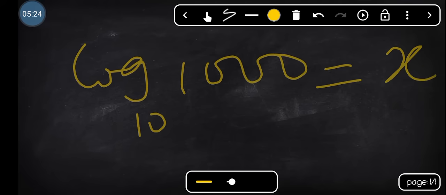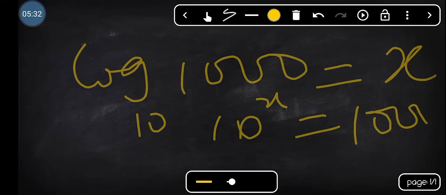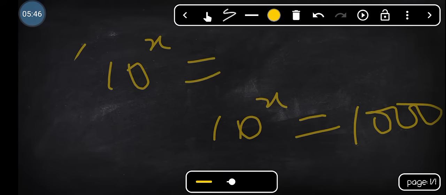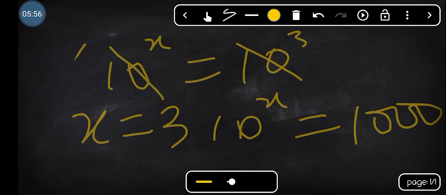To find this log 1000, you read it as 10 raised to power x equals 1000. We are going to find our x now. 10 raised to power x equals 1000, which is 10 raised to power 3. So we have the same base, so they cancel. Therefore x equals 3. So log 1000 is 3.